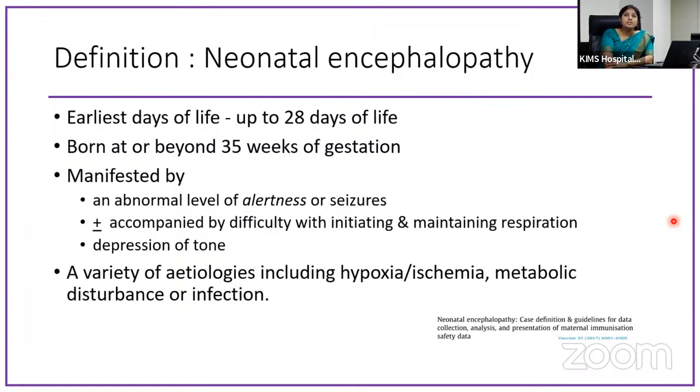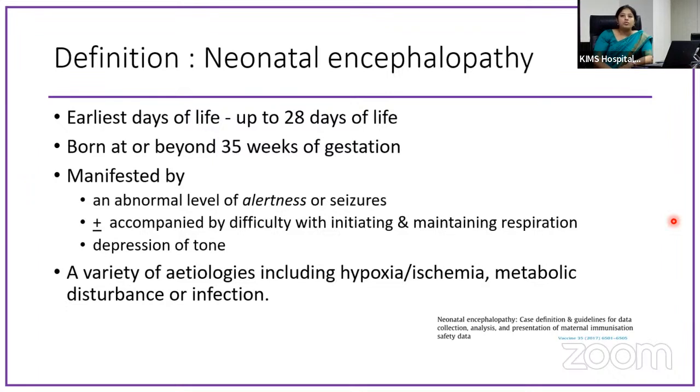gestation. Now, this 35 weeks of gestation has been taken as a cutoff point because many believe that before this point of time, there are a lot of other factors which come into play, which may preclude how we examine our kids. The neurological examination may not be that robust, and so the signs of neonatal encephalopathy may not be very strongly picked up. So in kids who are born beyond 35 weeks of gestation, in the first 28 days of life, the presentation is in the form of abnormal level of alertness, or they have seizures, which may be accompanied by difficulty with initiating and maintaining respiration. So we may see kids who are unable to maintain their respiration, and depression of tone and reflexes.